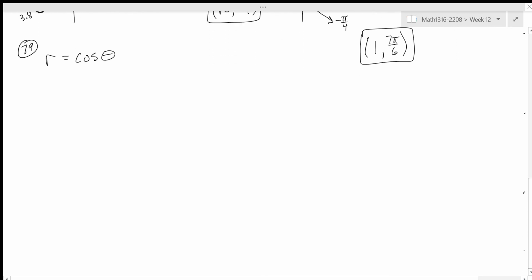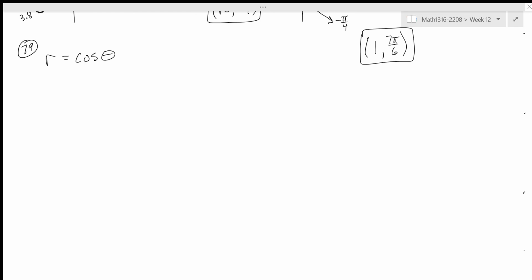Okay, so at this point, have we converted polar coordinates to rectangular coordinates? And did we also convert rectangular to polar? Now what we're about to do is convert a whole equation from polar to rectangular. Not just an ordered pair, a whole equation is going to get converted from polar to rectangular.